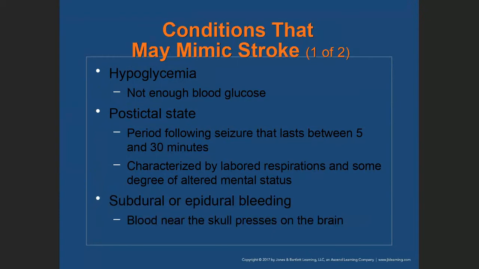Conditions that may mimic stroke. So there are conditions that can mimic stroke. Hypoglycemia, not enough blood glucose, so that's one. Two, postictal state of a seizure. So this is the phase of a seizure where the brain is resetting. Right? Period following seizures that last between 5 and 30 minutes. Characterized by labored respirations and some degree of altered mental status. A patient with a subdural or epidural bleeding, blood near the skull presses on the brain. These patients can present as if they are having a stroke.